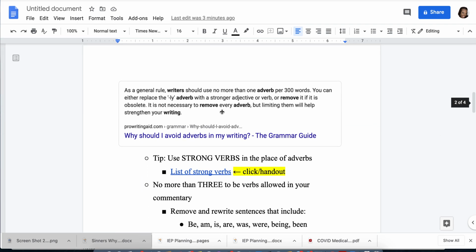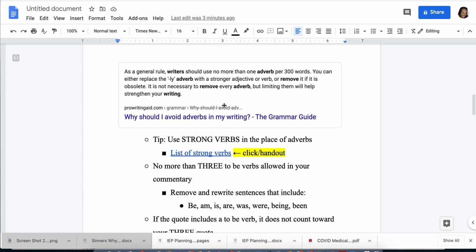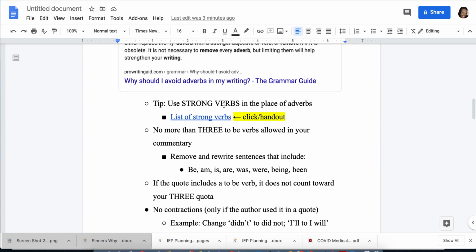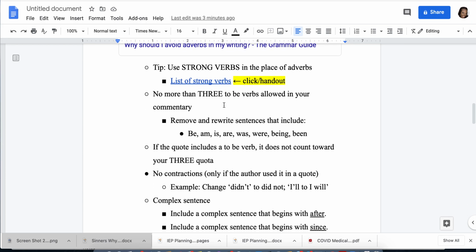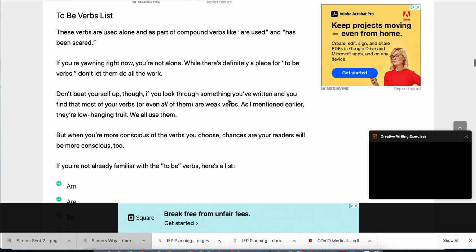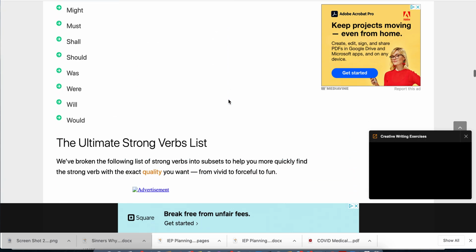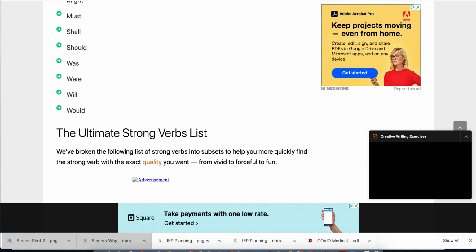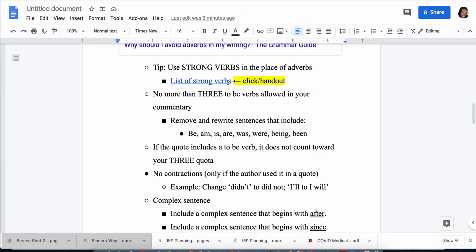Okay. Here's a little note about why we remove adverbs from the paper. And let me give you a tip. Strong verbs replace adverbs. So use strong verbs in the place of adverbs. There are different lists that you can use. I've included one for you in the handout. So click strong verbs so you can see what to use instead.